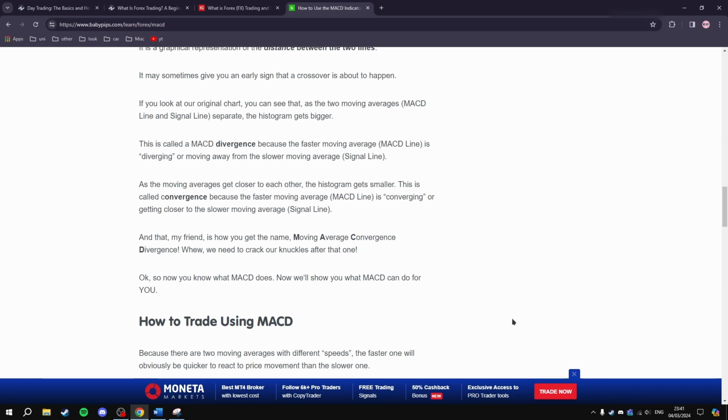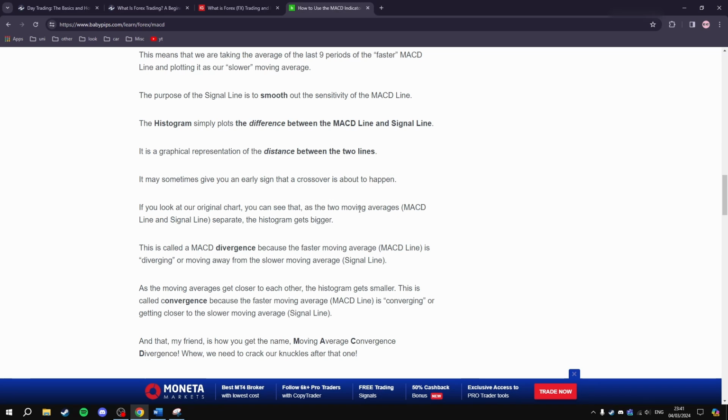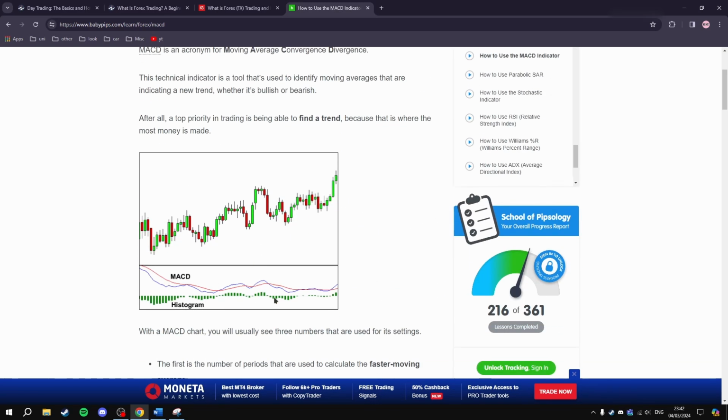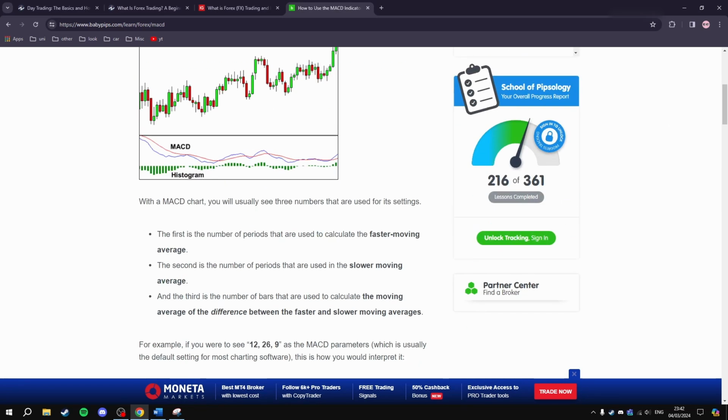If you look at our original charts, you can see that as the two moving averages, the MACD and signal line, separate, the histogram gets bigger. So this bit's the biggest here because they're really far from each other. This bit's close, so they're right on top of each other. There's no distance between them, so there's nothing here. So you basically want to look for as little bar as possible to show where they cross over. As soon as the bars fall, you know that a crossover is about to happen.